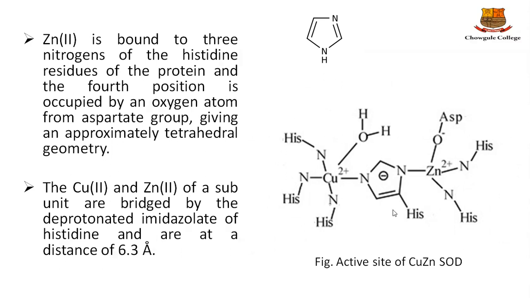As you can see in the active site of the copper zinc superoxide dismutase, the zinc ion is bound to 3 nitrogens of the histidine residues of the protein, and the fourth position is occupied by an oxygen atom from the aspartate group, giving an approximately tetrahedral geometry. The copper and zinc of a subunit are bridged by a deprotonated imidazolate of histidine and are at a distance of 6.3 angstrom units.